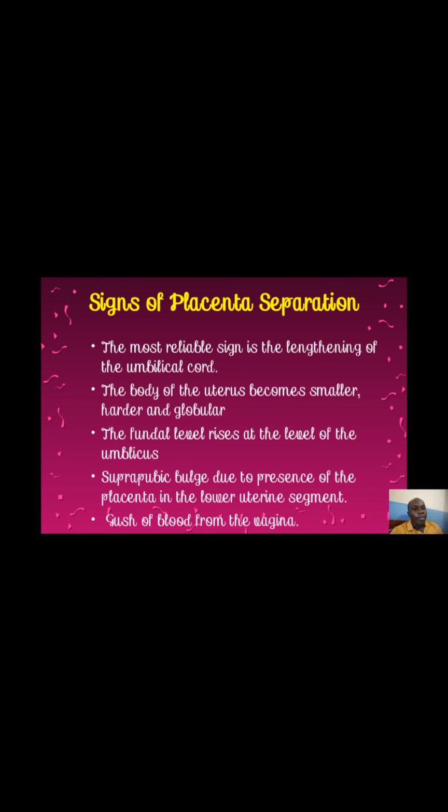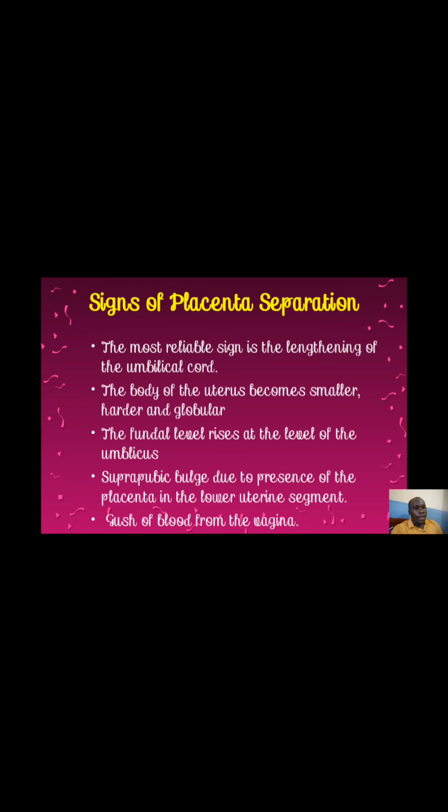The fundal level rises at the level of the umbilicus. Fundal height, ukipima fundal height inakuwa ni above the umbilicus, na hii ni 1 cm, au inakuwa midline the umbilicus. Ukikuta iko above the umbilicus 5 cm, it is probably kwamba bado kuna clot, lakini pia placenta ni kubwa.